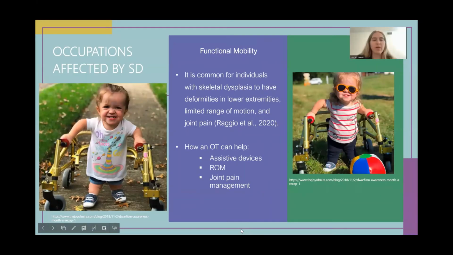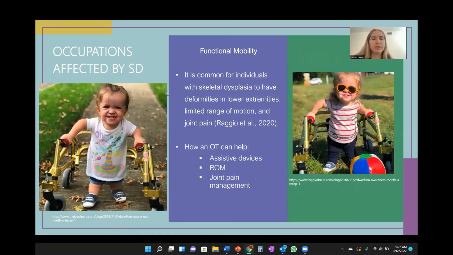So now we're going to talk about some of the occupations that are affected by skeletal dysplasia. The first one we're going to talk about is functional mobility. It is common for individuals with skeletal dysplasia to have deformities in their lower extremities, to have limited range of motion, and to have joint pain. So how can we as OTs help this? Well, we can help them by navigating assistive devices in different environments and also adapting their environment to fit their needs. We can also help them with functional range of motion, and we can also help them manage their joint pain.